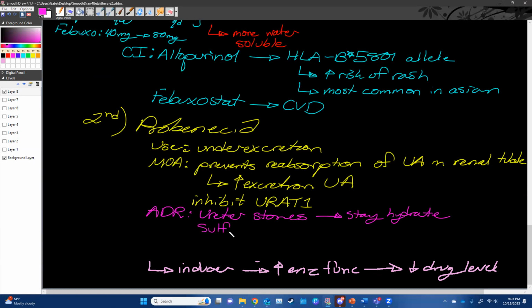This is a sulfa drug. So someone with sulfa allergy should not be taking this. And then in terms of contraindications, this drug is not useful in chronic kidney disease, CKD. So it should not be used in CKD. If your kidneys are not operating very well, you don't want to use a drug that is going to mess with it.